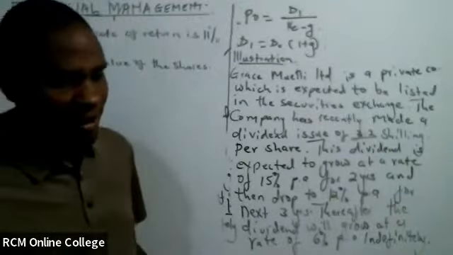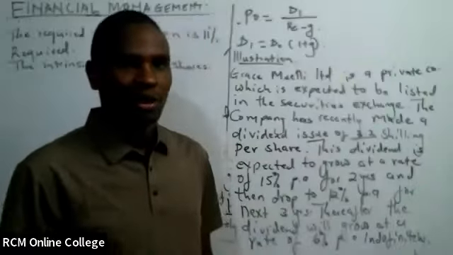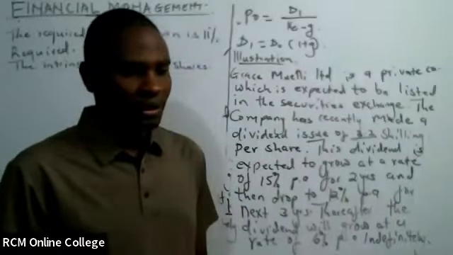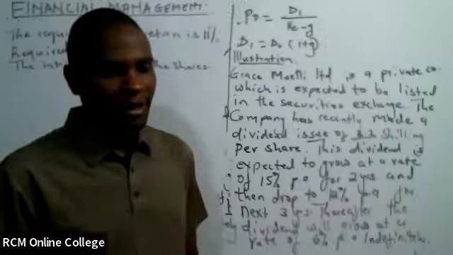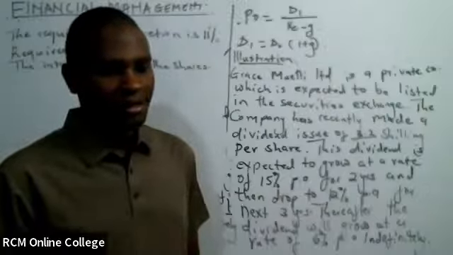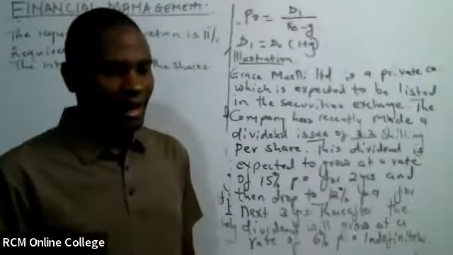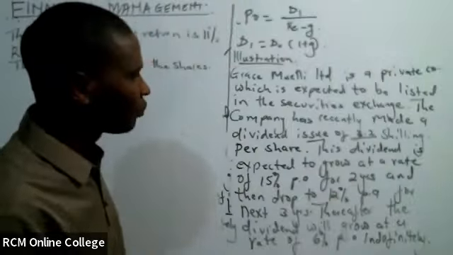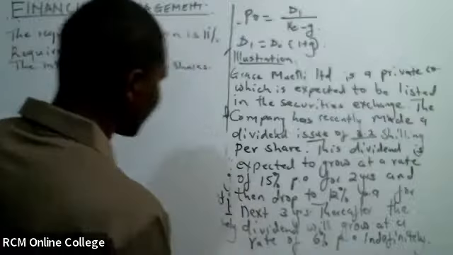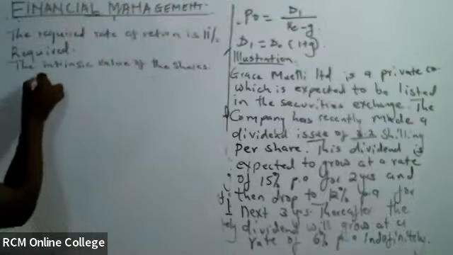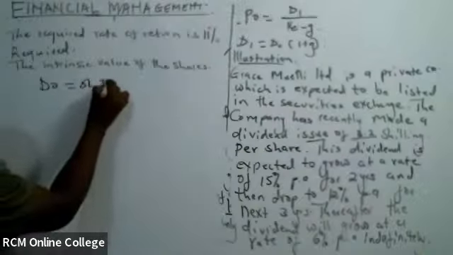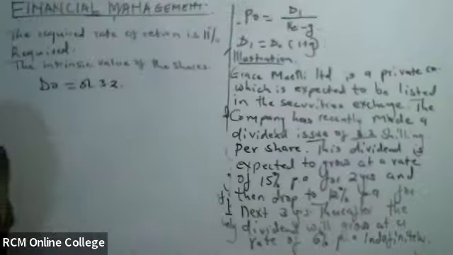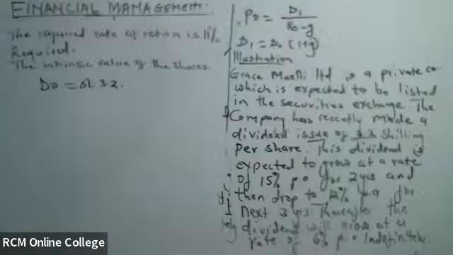Because once you identify that, you are fine. Is it a current dividend or expected dividend? Current. Thank you so much for your answer. That is the current dividend. We have been given D0 of 3.2 shillings.